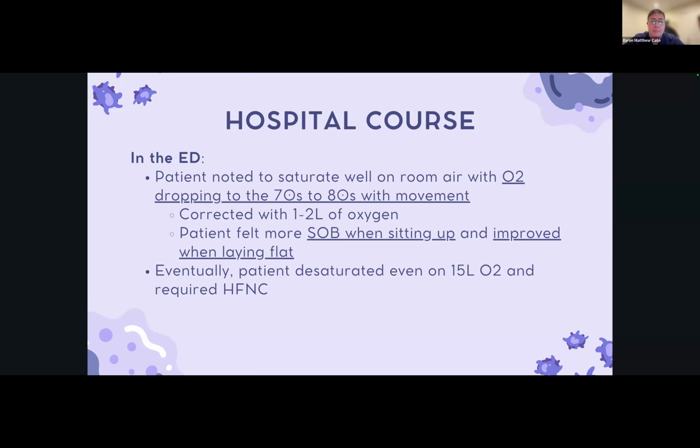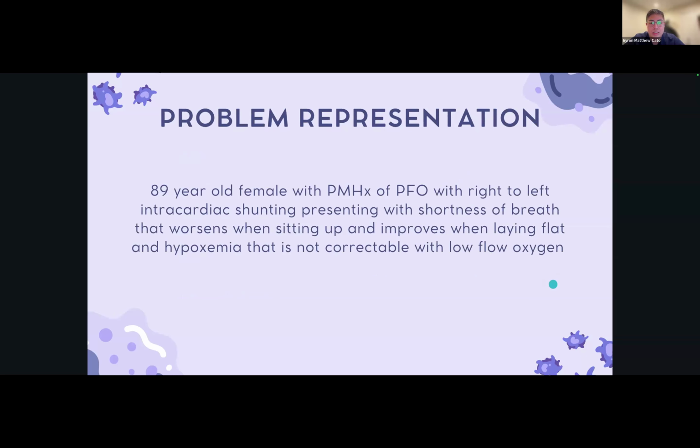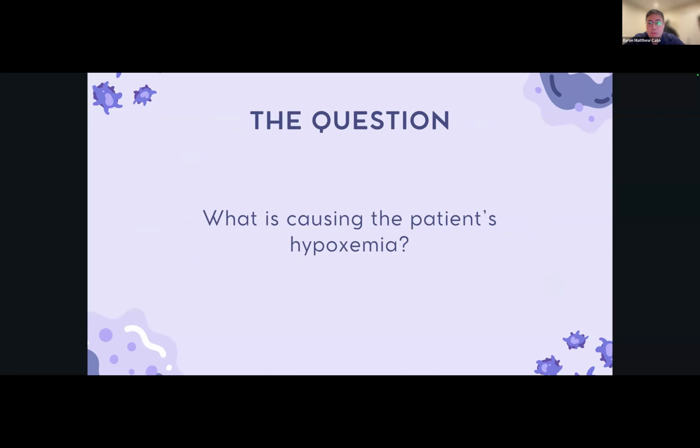high flow nasal cannula. So to summarize this main problem, we have an 89-year-old female with past medical history of a PFO with right to left intracardiac shunting, presenting now with shortness of breath that worsens when sitting up and improves when laying flat, and hypoxemia that's not correctable with low flow oxygen. So the question becomes here, what is causing this patient's hypoxemia?